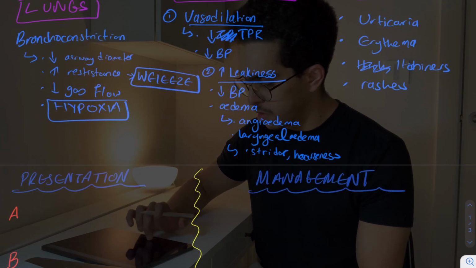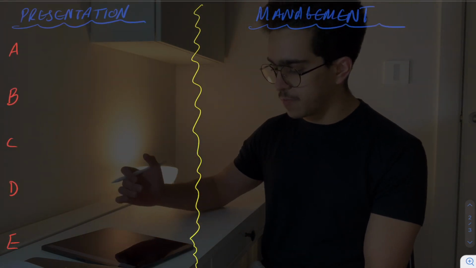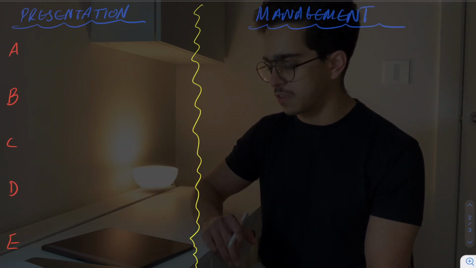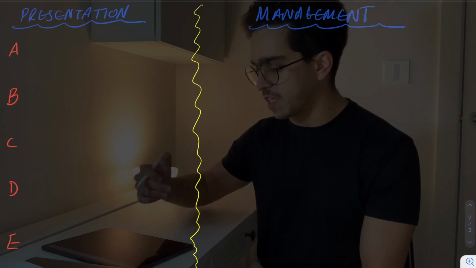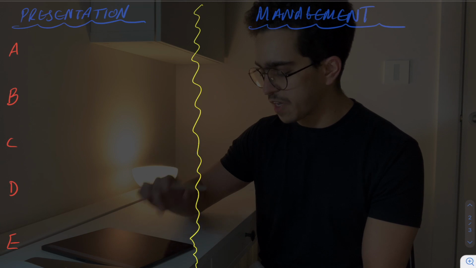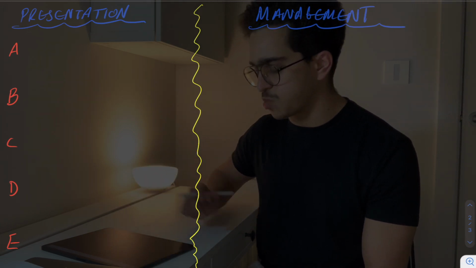Now, how will a patient who has a potential anaphylactic shock present when they come to A&E? Now we want to go over the A to E approach. What are we going to find in the airways of the patient? What are we going to find in B, which is breathing, and the circulation, disability, and exposure?